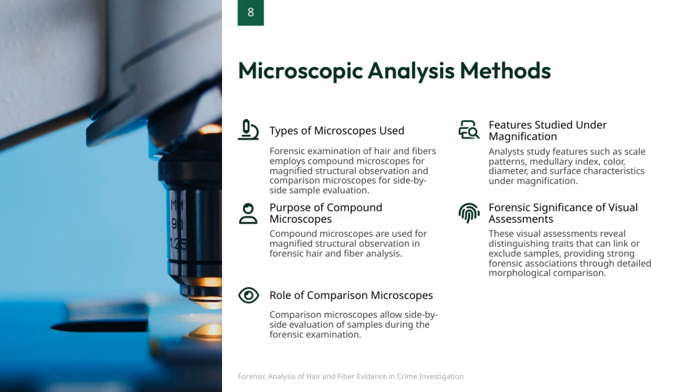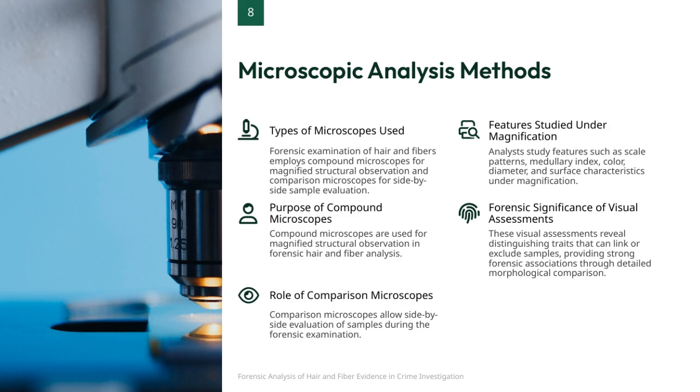This lets us observe small features that aren't visible to the naked eye. Then, we have comparison microscopes, which are incredibly useful because they allow us to look at two samples side by side at the same time. This side-by-side comparison is crucial when trying to determine if two samples might be a match.